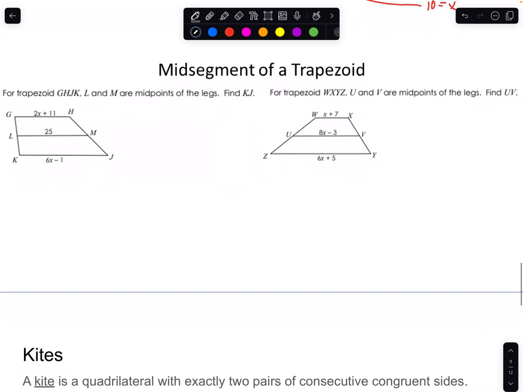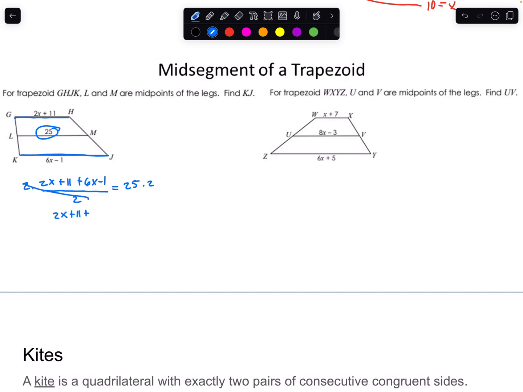So here we have a few examples. I would recommend you pause the video and try these on your own. The ones on the outside, so GH and the other outside one, those are the ones we're going to add up. So 2x plus 11 plus 6x minus 1. When I add them and divide by 2, I should get the length on the inside, 25. And then I get rid of the fraction and solve for x. Multiply both by 2.